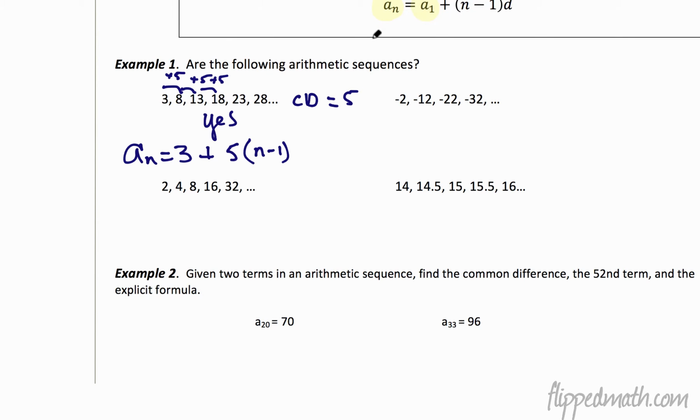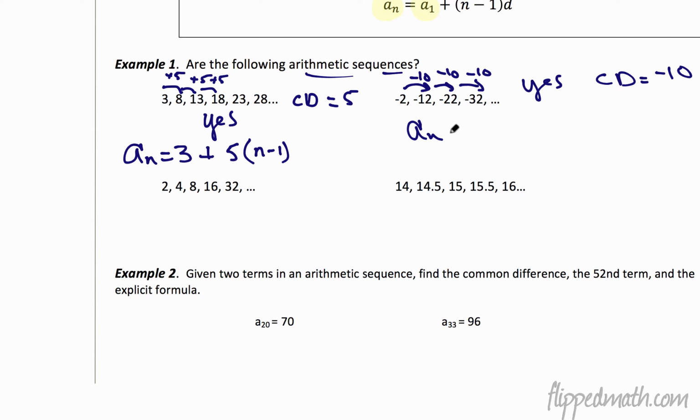Let's look at the next one. So we start at negative 2. What do we do? We subtract 10. And we keep subtracting 10. And we do that and do that and do that, and it's the same every time. So this is going to be yes. This is an arithmetic sequence with a common difference of negative 10. Easy enough. Let's find the explicit rule.